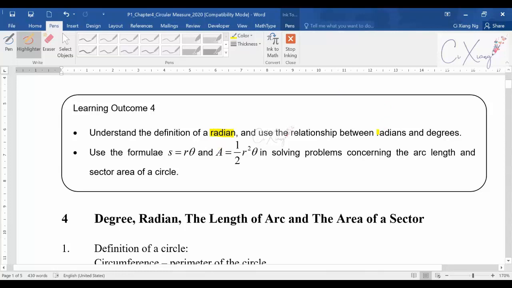You also have to know how to convert radians to degrees and how to convert degrees to radians. After that, you also need to know how to apply the formulas for the length of an arc, which is S equals R theta, and also A equals half R squared theta. A equals half R squared theta is the area of the sector, and S is the arc length. You need to know all this after this session.